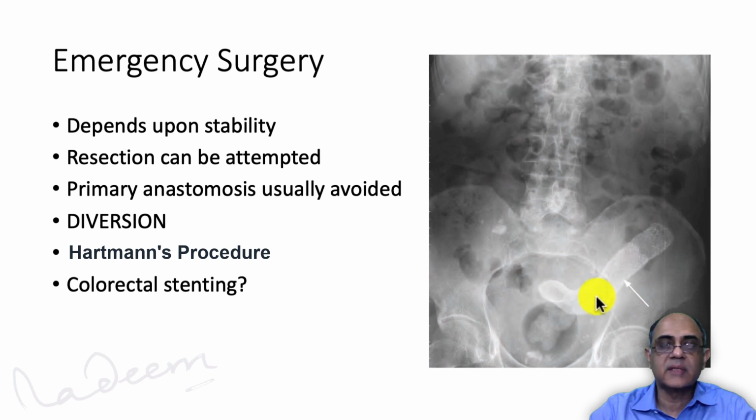This is actually a stent which has gone beyond the obstruction, through the obstruction. So this is a temporary measure which can be put up with the help of a colonoscope, bypassing the obstruction. So the obstruction is relieved. You do not have any surgery done. When the patient is prepared, properly investigated and staged, you can go in for a definite procedure.